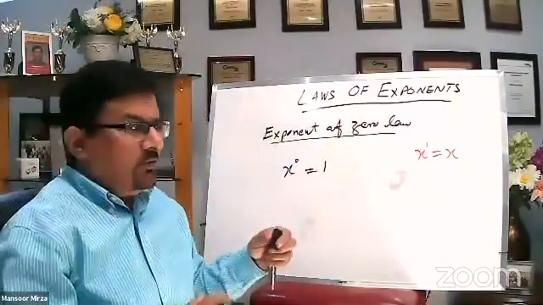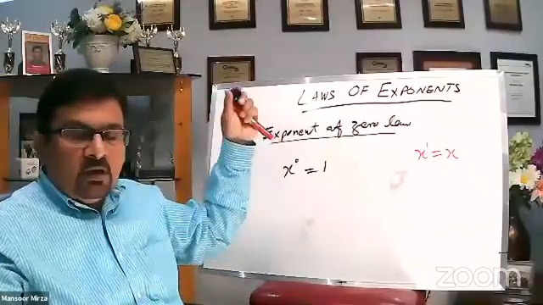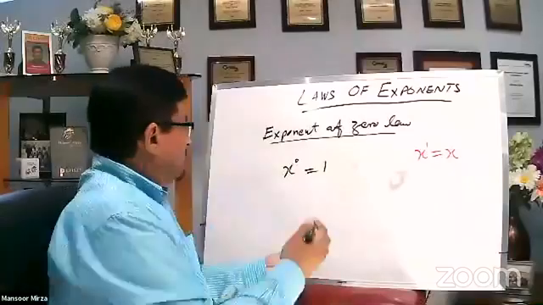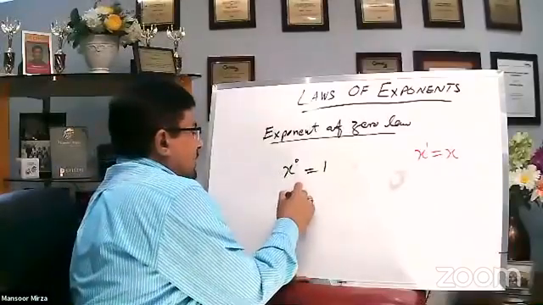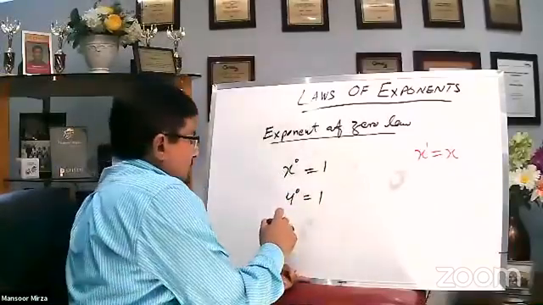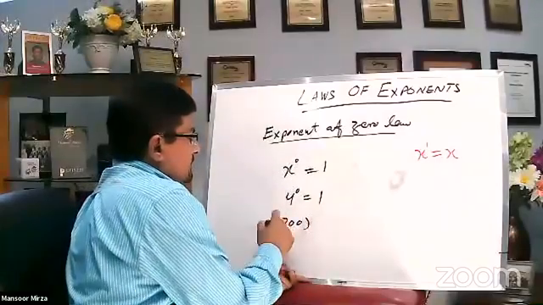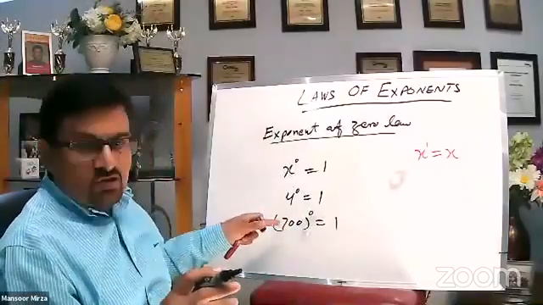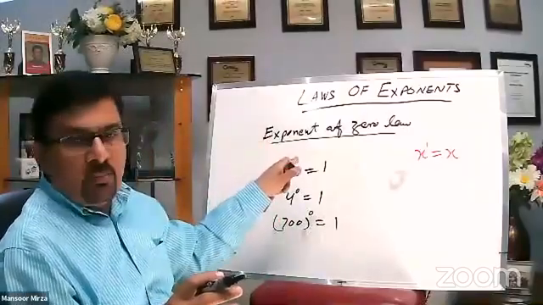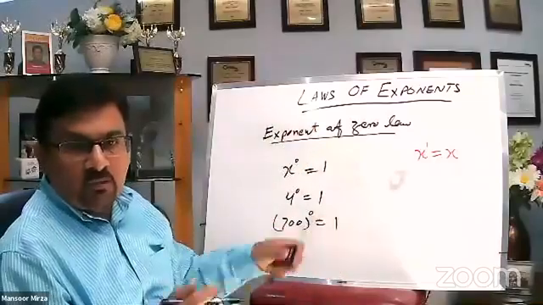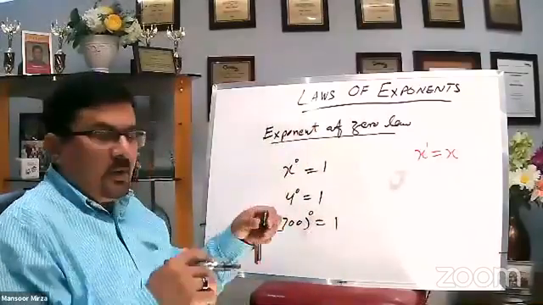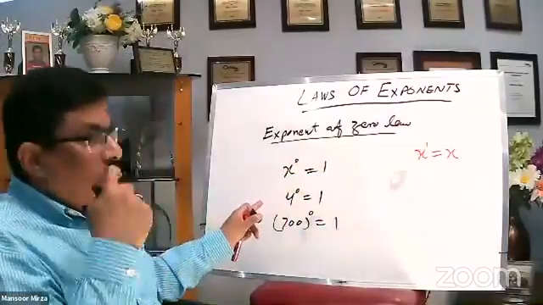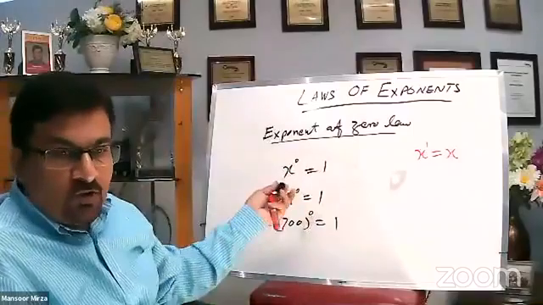Any big number, even if you are writing 450,000 in a bracket, if the exponent goes to 0, the whole value goes to 1. So if we say 4 to the power 0, it is 1; if we say 700 with exponent 0, it is 1. No matter what the actual base is, as long as the exponent becomes 0, the whole value turns to 1. I hope that explains the difference from the exponent 1 law. This is called the exponent 0 law or exponent of 0 law.